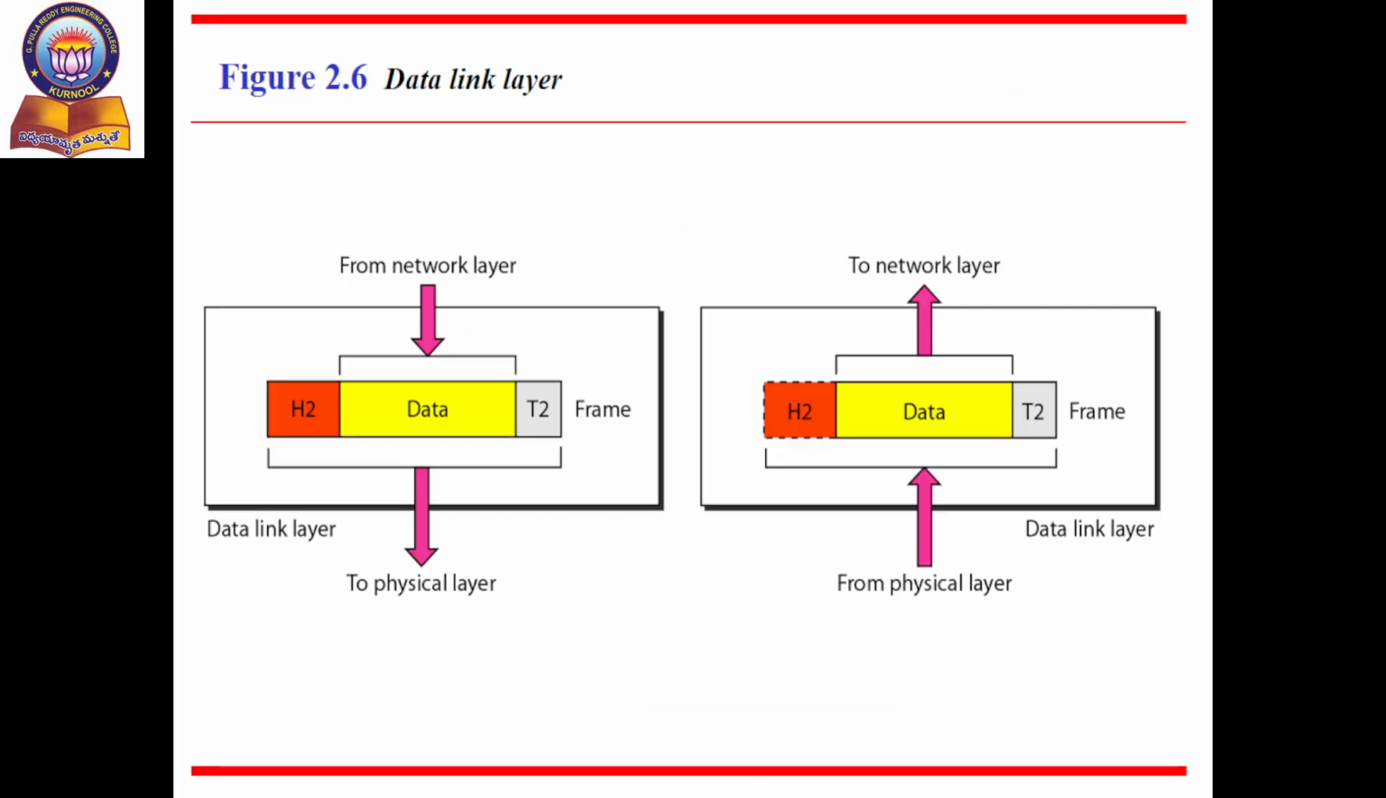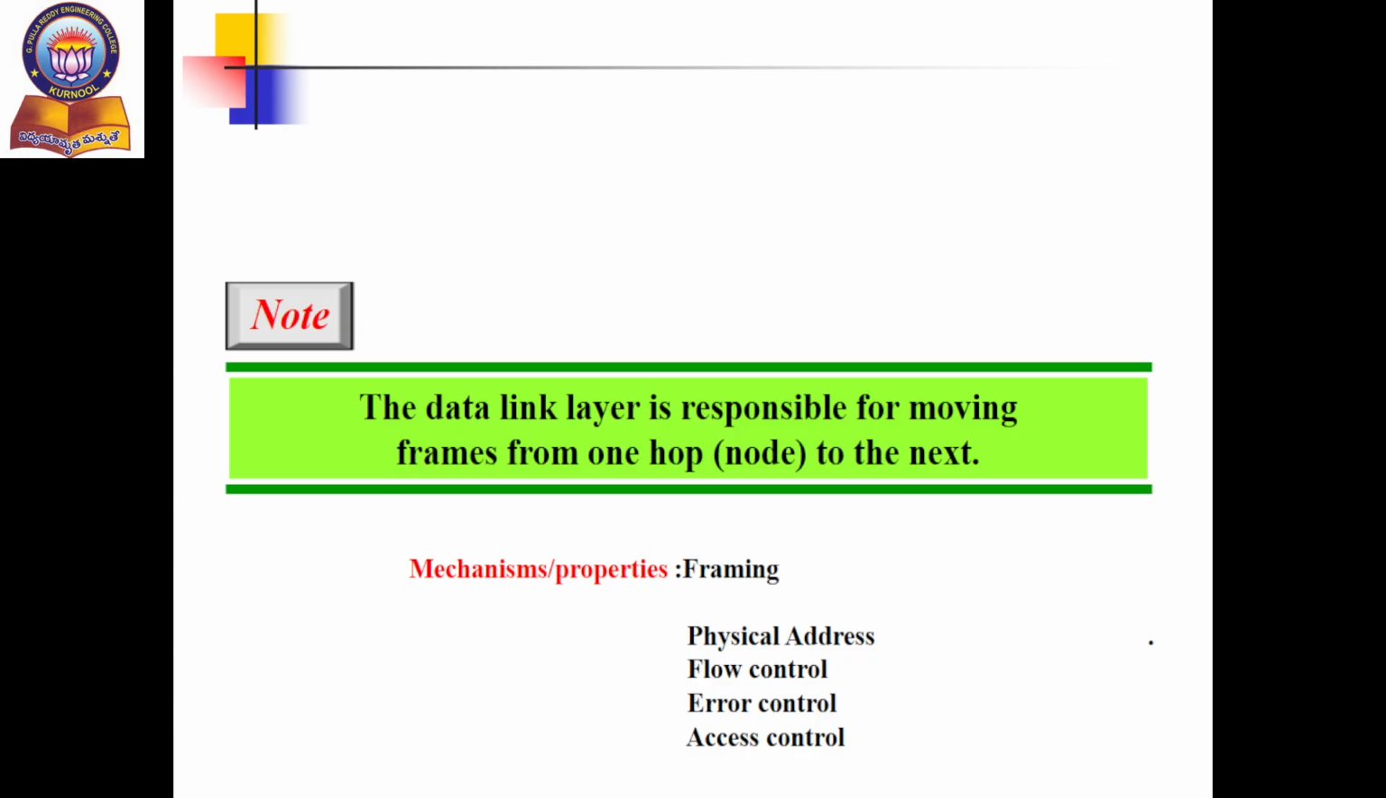So this is a representation of the data link layer. Above the data link layer, there is the network layer, and below the data link layer, there is the physical layer. Coming to the data link layer, what is its main responsibility? The data link layer is responsible for moving frames from one hop to the other.